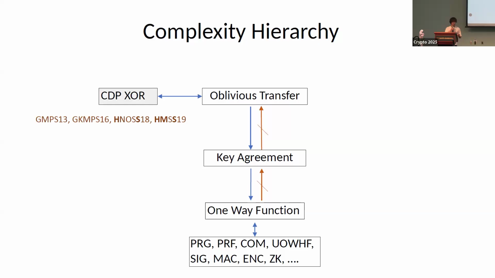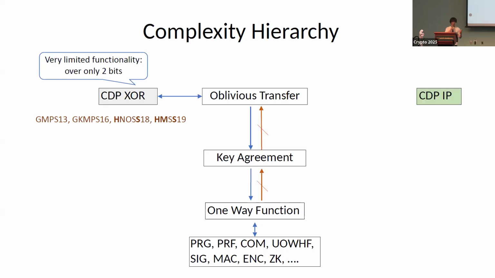For concrete tasks, we know CDP XOR is equivalent to oblivious transfer. But this is limited because XOR is an easier task that is only over 2 bits. So we are more interested in natural tasks. IP is such a candidate. In one previous work, they showed that one-way function cannot imply non-trivial CDP IP. And in one important work by other authors in this paper, they show that CDP IP implies key agreement. So that means the key agreement assumption is necessary for this task.